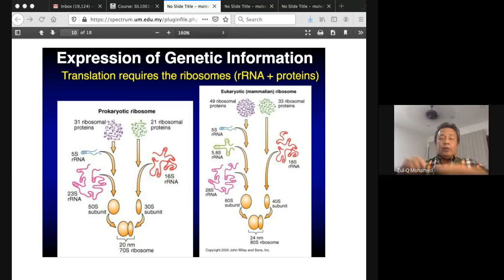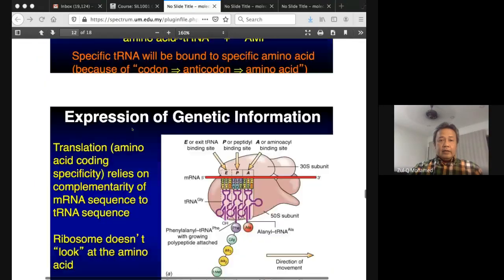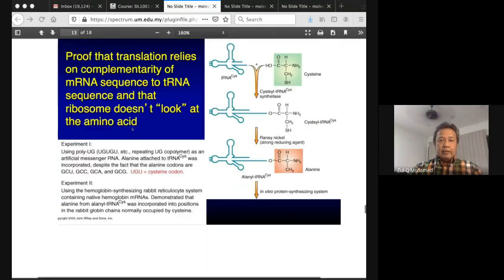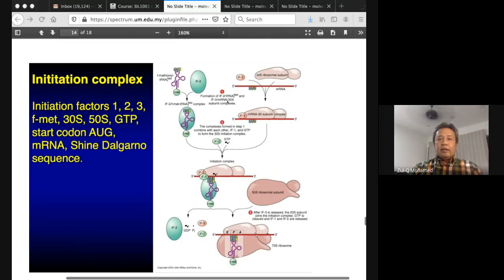And then, one of the first steps in translation is this. I'll get back to the slides. One of the first steps of translation is the binding of the small subunit to the mRNA. And this binding, remember, the small subunit is also made up of RNA and proteins. The actual binding between these two is an interaction between the rRNA and the mRNA.